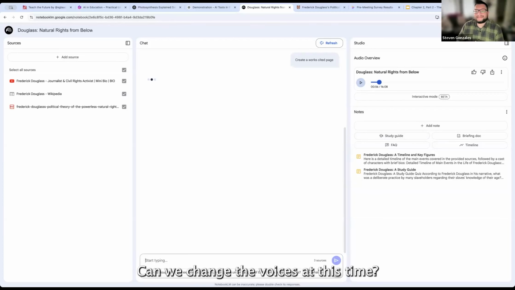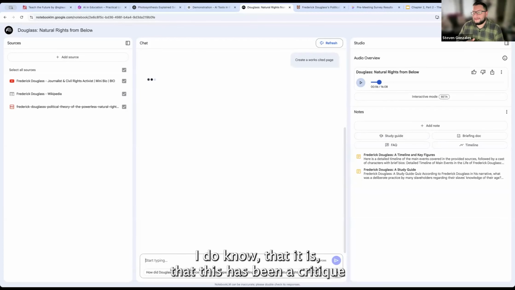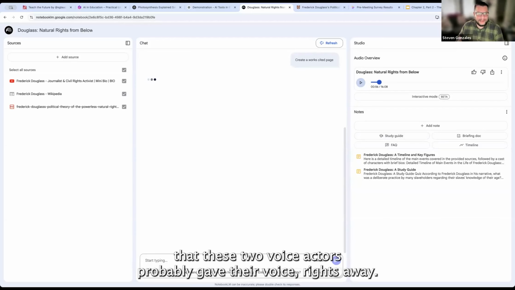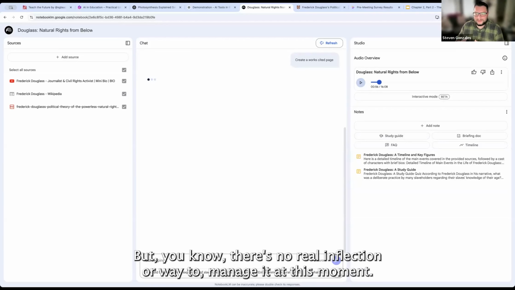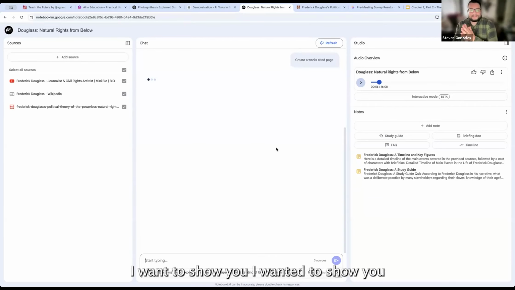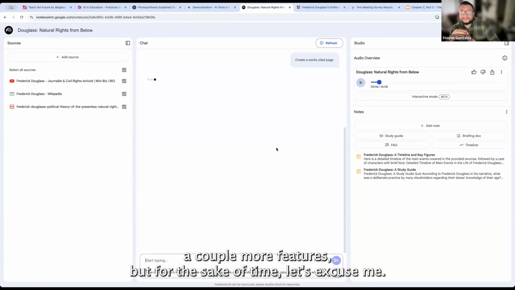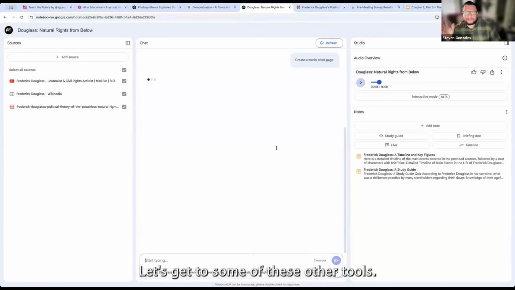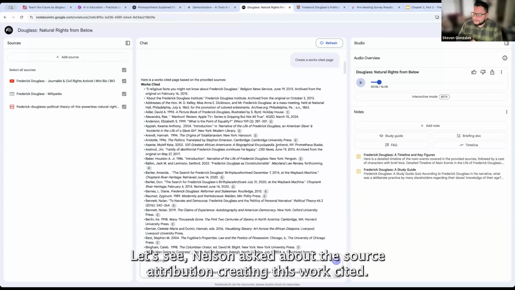Can we change the voices at this time? Not that I know of. This has been a critique, that these two voice actors probably gave their voice rights away, but there's no real inflection or way to manage it at this moment. That said, that's Google Notebook. I wanted to show you a couple more features, but for the sake of time, let's get to some of these other tools.